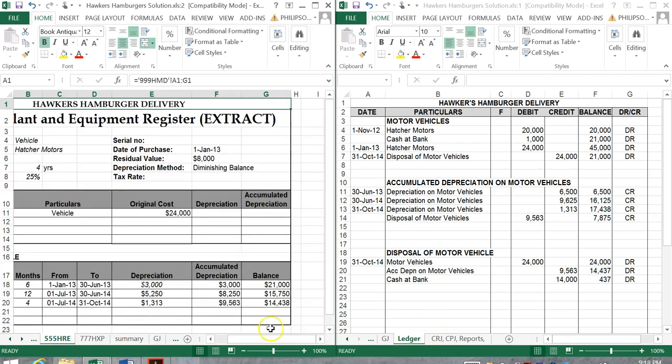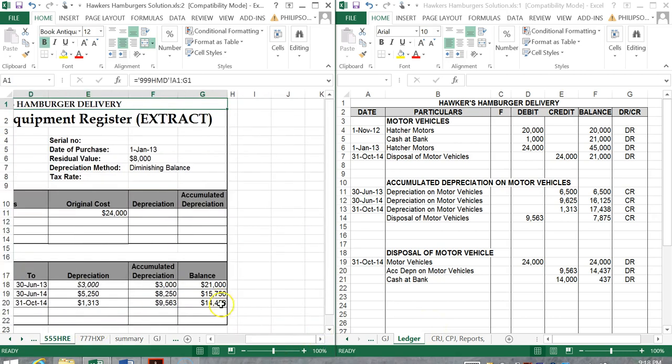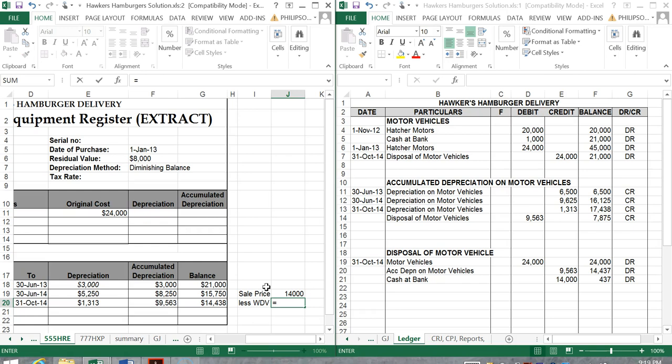And one way maybe to go and check that, okay, is that we can see the diminished balance of the vehicle here, we could go off to the side and go sale price 14,000 less written down value, diminished balance, equals that. And we can clearly see this before we do the sums, okay, but we're just confirming across our records that our records are marrying up as we go through.